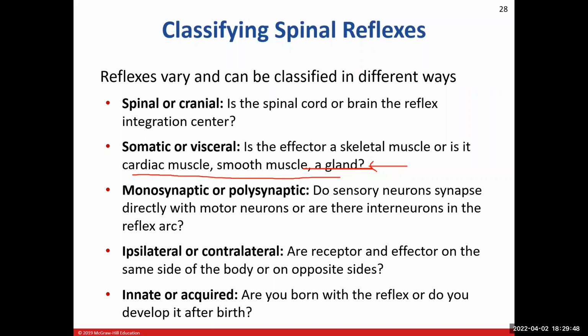Ipsilateral and contralateral. If the stimulus is on the same side as the effector, then it's an ipsilateral reflex. If the stimulus is on the opposite side of the effector, then that's a contralateral reflex. And then finally, what determines if a reflex is innate or acquired is, if it's an innate reflex, you were born with that reflex. Acquired, you will acquire or develop that reflex after you were born.